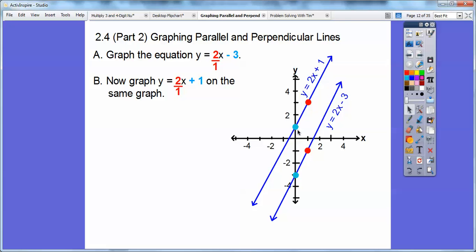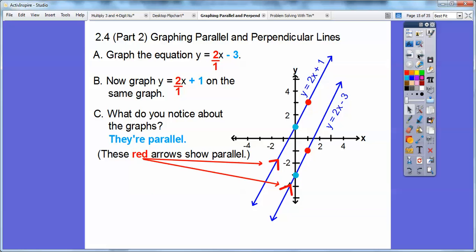These two lines are called parallel. So what did you notice about their graphs? Well, they're parallel to each other. Parallel means they will never intersect. When we get into geometry, we have symbols that we put on the lines, these red arrows. That's our symbol to let our eyes know that these lines are parallel, because the whole year in geometry deals with parallel lines. So we always put red arrows there so we can physically see that these lines are parallel to each other.